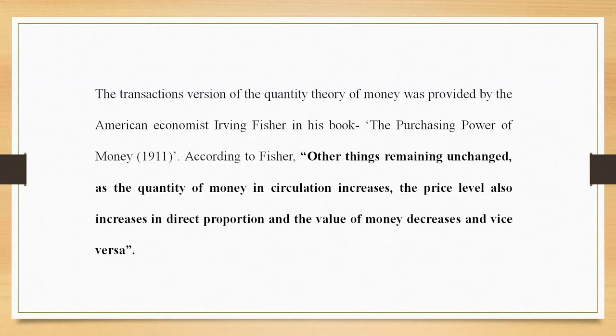The transaction version of the quantity theory of money was coined by the American economist Irving Fisher in his book, The Purchasing Power of Money, in the year 1911. In it, he said that there exists a relationship between money supply and the general price level in the economy. He says that when other things remain unchanged, as the quantity of money in circulation increases, the price level also increases in direct proportion and the value of money decreases, and vice versa.